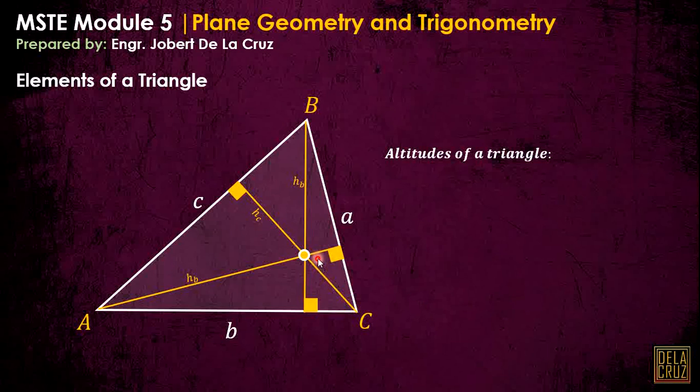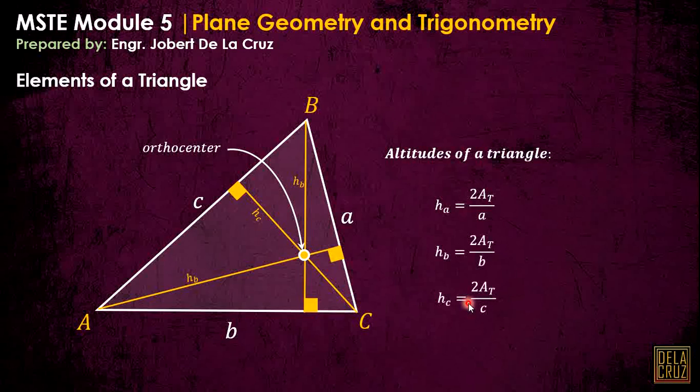And this point of intersection of the three, yan yung tinatawag nating orthocenter, from the word ortho means perpendicular. Okay? Okay, ito yung relationship nila. For HA, we have that. For HB, we have that. For HC, we have this formula. Ang nagbabago lang sa kanila yung denominator. And this AT is the area of the triangle. Okay?